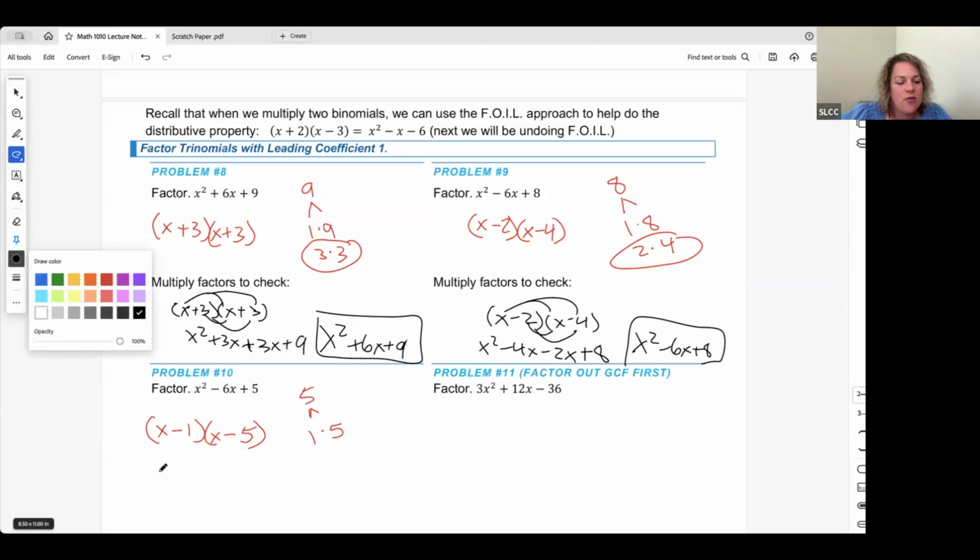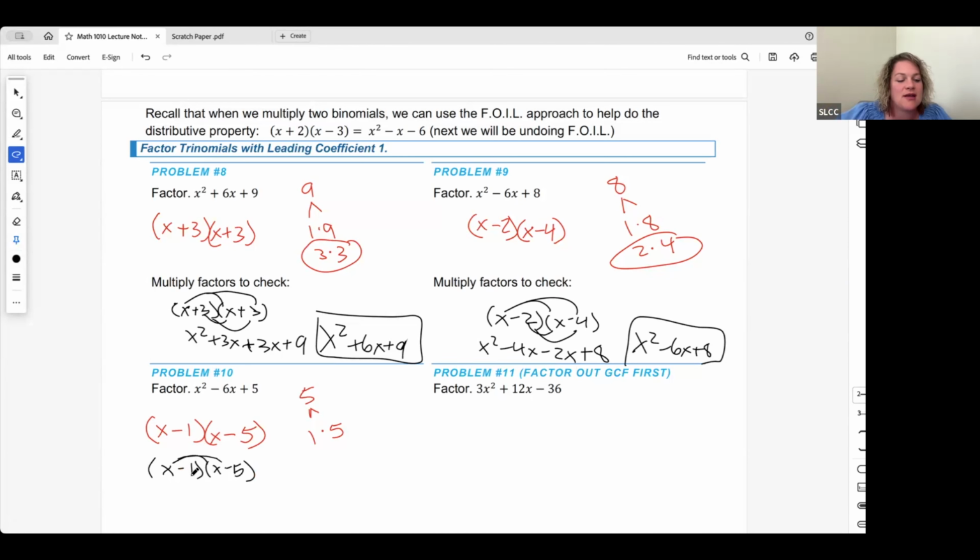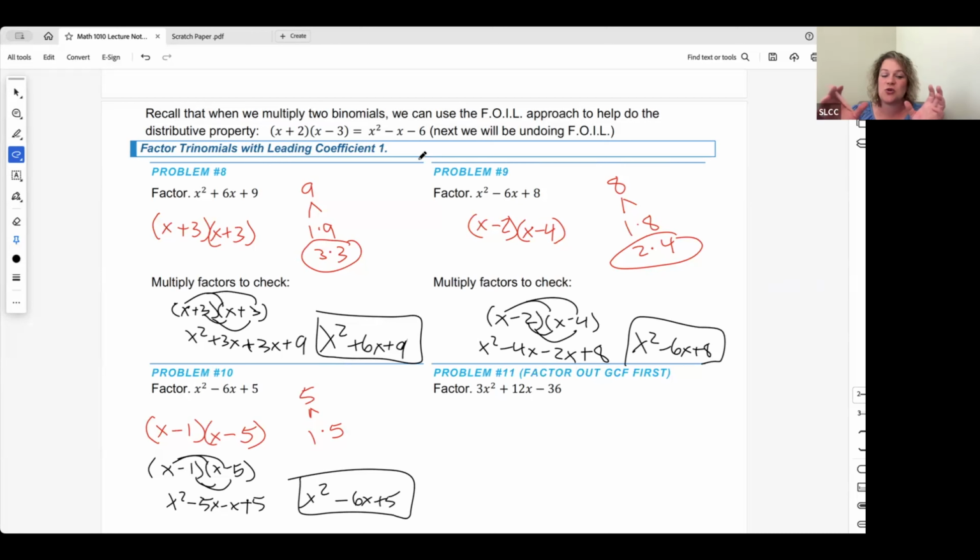Let's see. If I went through and distributed, I would get x squared minus 5x minus x plus 5. Once again, voila, combine like terms to get x squared minus 6x plus 5. So when you're asked to factor a trinomial with a leading coefficient of 1, you just set up your template of the 2 binomials, find 2 numbers that multiply to give you the C value, and add to give you the B value, and you're set. These are the factors of those trinomials.